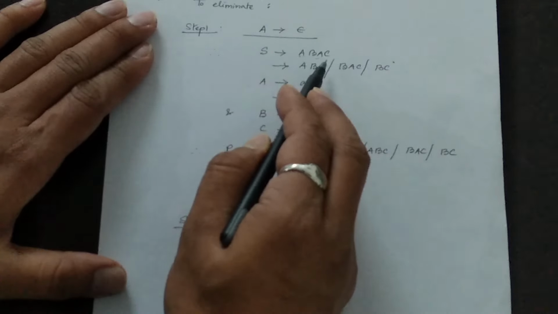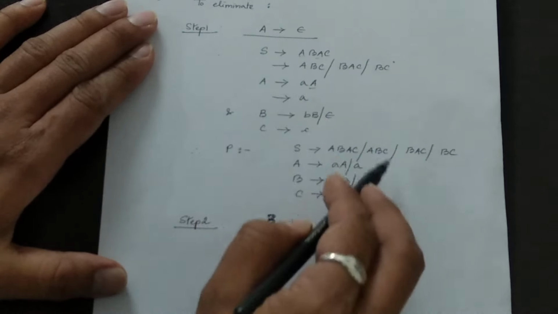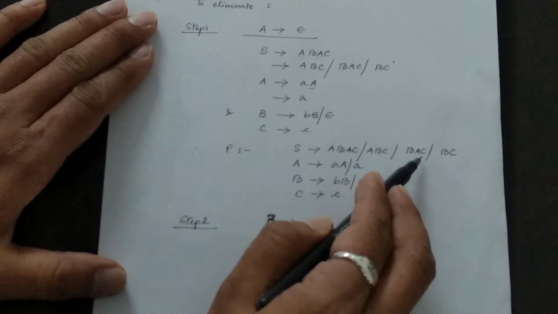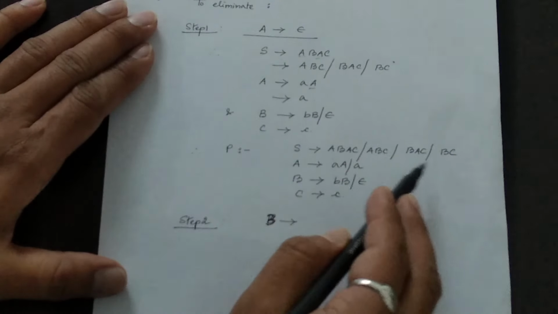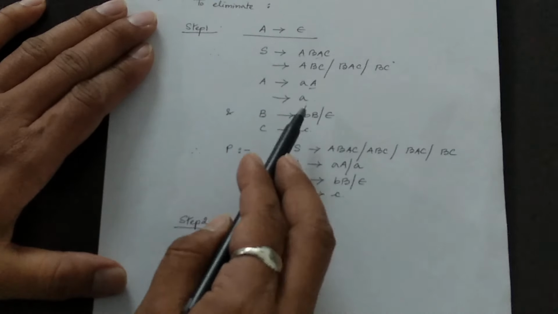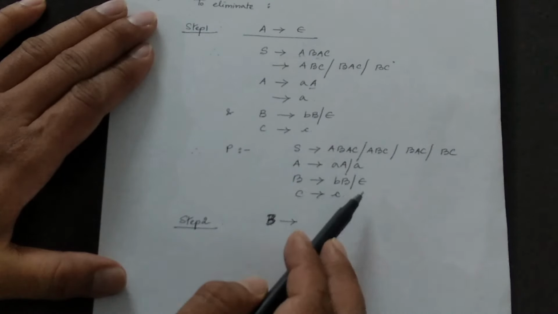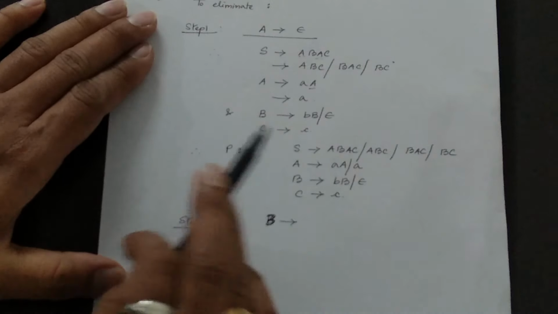You have to also include this in the productions, okay? So AB, AC, then ABC, then BAC, BC. So this is for S. A will come first, and then if I remove A by epsilon, then A. So capital letter B will remain as it is. Capital letter C will remain as it is.